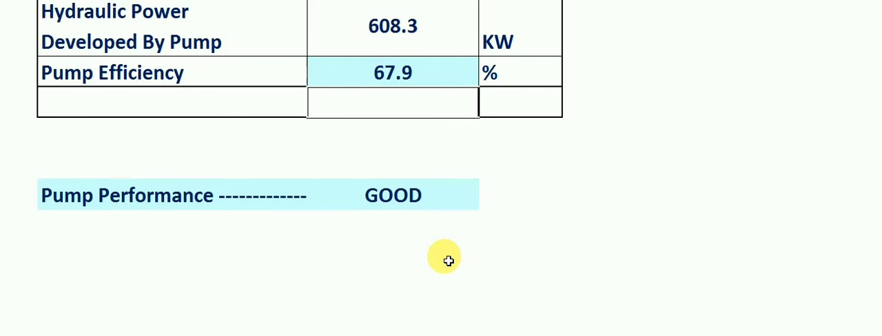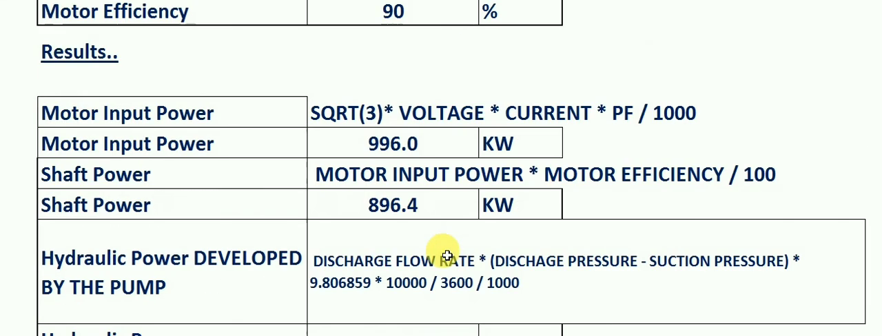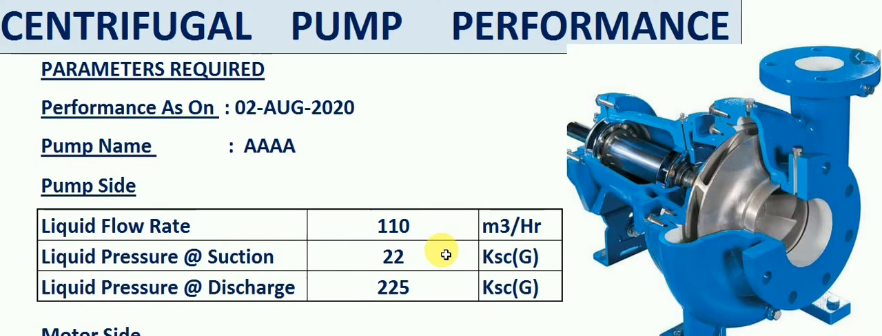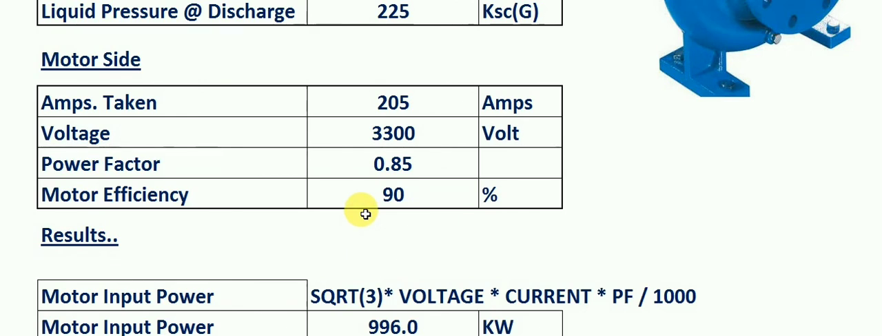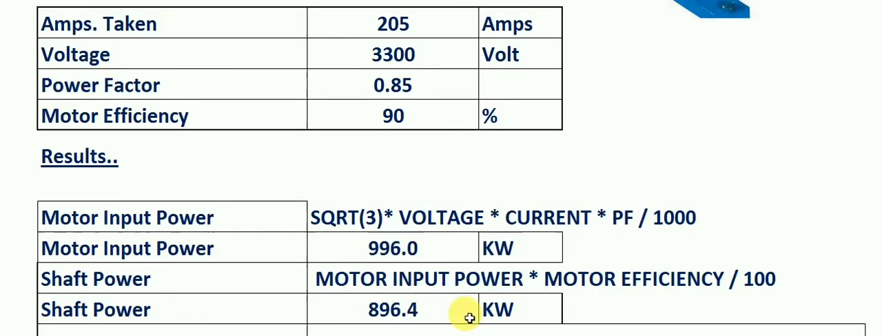We can see. And just to recap what we have done: what are the parameters we need? The suction pressure, discharge pressure, and the discharge flow for the centrifugal pump. And on the motor side, we need input current to the motor, input power factor for this motor, voltage and motor efficiency. So root 3 V I cos phi is the motor power. Divided by 1000 we taken because all are in volts only, amps only, so we want to convert to kilowatt.